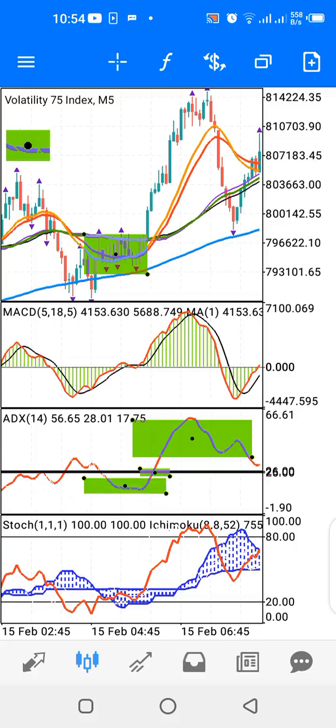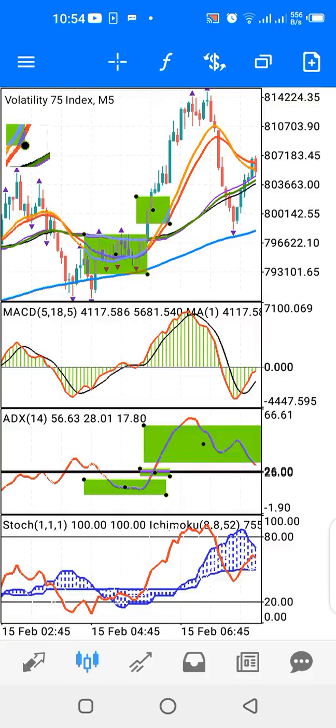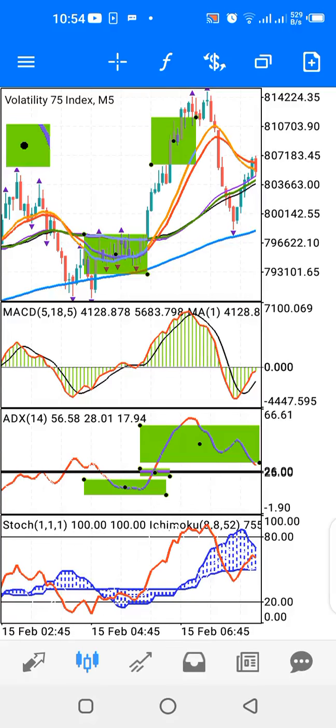Because the red line is below the 25, 26 level. But when it is above, you can place a trade whether you are buying or selling. As it is above here, you can see what happened on the main chart. You have a bullish trend development. Price went up, in as much as it is above.